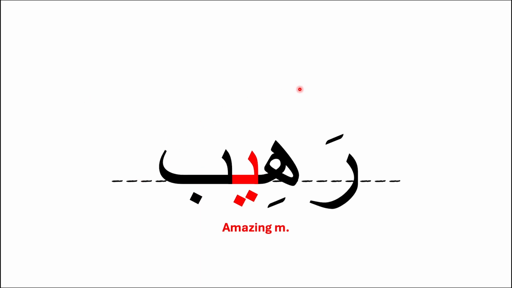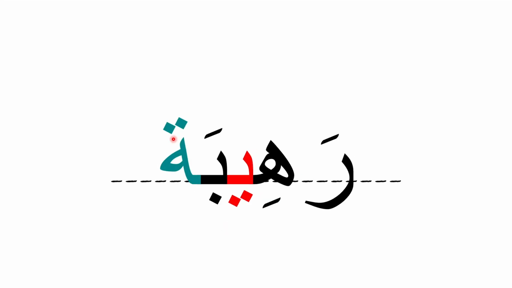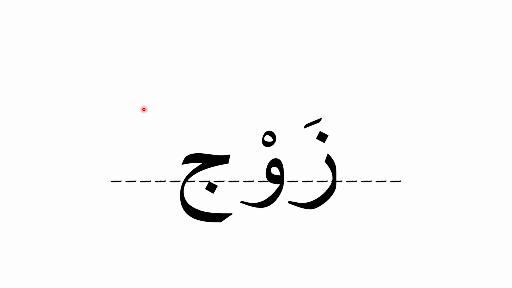Now let's look at this one. We've seen this one before, rahib, and we said rahib means amazing, but again, I can only use rahib to describe masculine objects or males. But if I'm describing a female or an object that is feminine, I would add a ta marbuta, and it would become rahiba.